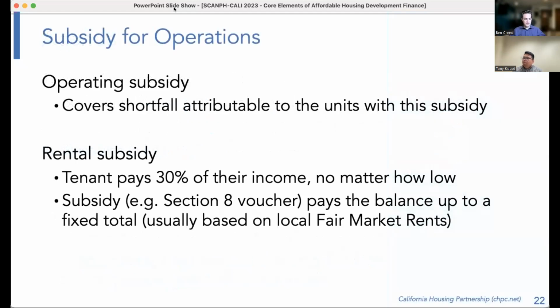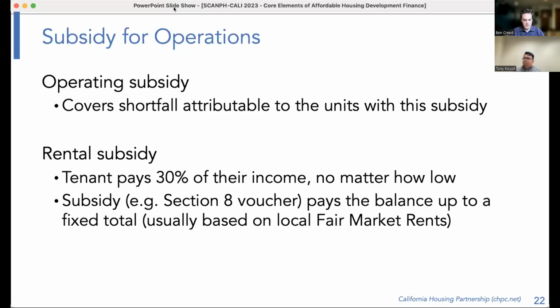So the two major categories: subsidy during operations and subsidy for development, or ongoing versus one-time upfront, operating versus capital. For subsidy during operations, there's really two main flavors. One of which looks at, is there a shortfall because the rent is lower than the operating expenses attributable to the unit? And if so, the operating subsidy, if you have applied for it and been awarded it for your affordable housing development, will make up that difference in that shortfall.